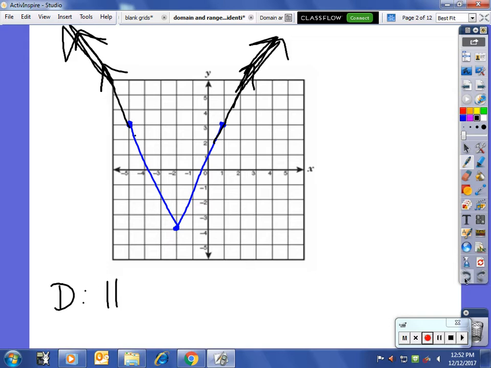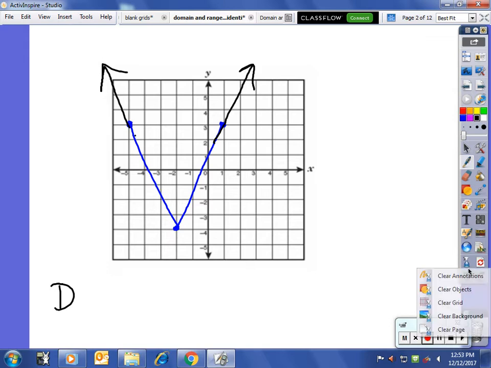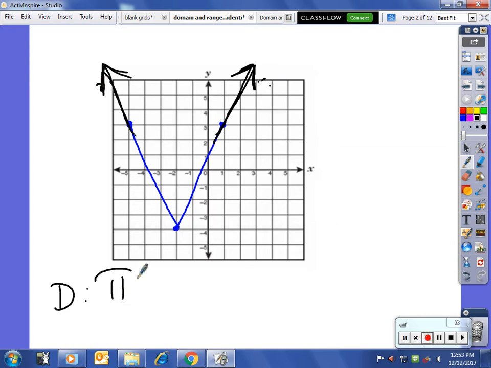So listen carefully to what I'm about to say. No matter what your picture looks like, if you look at the left edge and the right edge and you see arrows on the left and the right edge, then your domain is always going to be all real numbers.